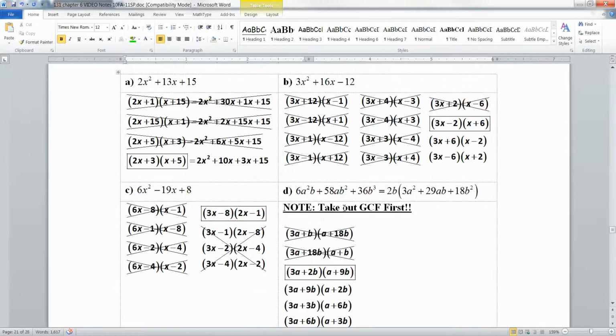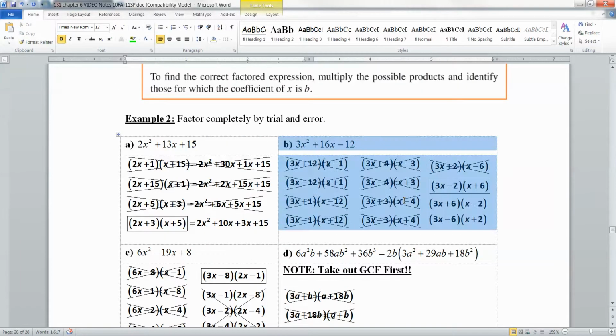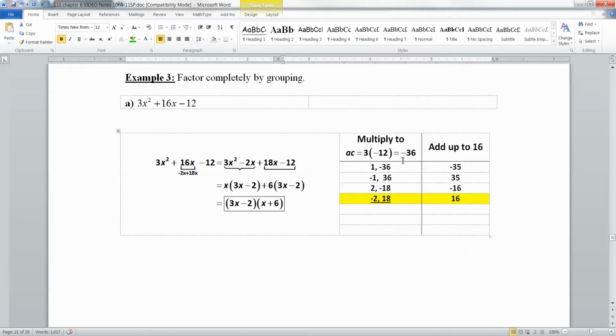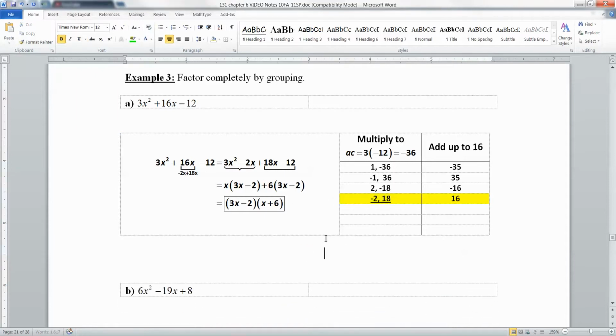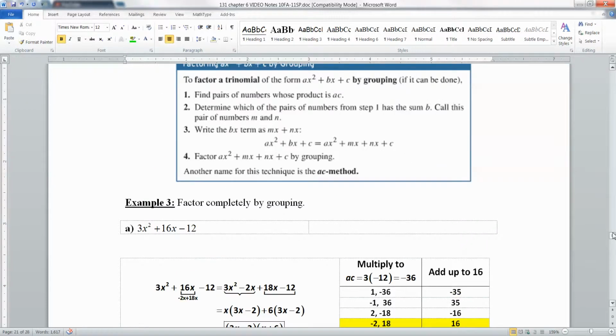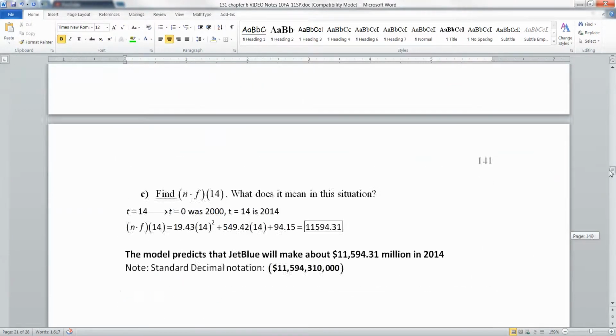Okay, so this method for trial and error, all that stuff, or you just make a little quick table, you figure out what are the multiples of negative 36, because A times C is negative 36, then you figure out which one adds up to 16, and then you break up your middle term into those two numbers, negative 2 and positive 18. You factor by grouping in 2 steps and you're done. Cool, huh? Now keep in mind, you only want to do all this rigmarole if A is not 1.